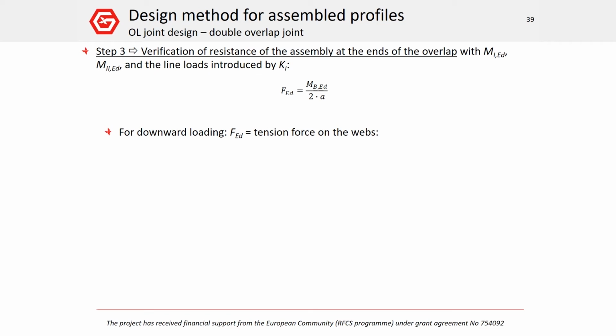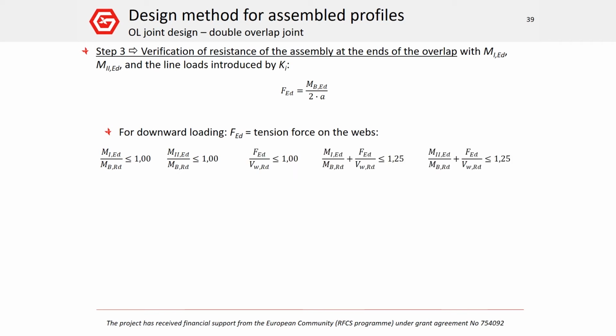5 points. Checking the bending resistance at the 2 ends of overlap, checking the shear resistance, checking the interaction between moment and shear at the 2 ends.